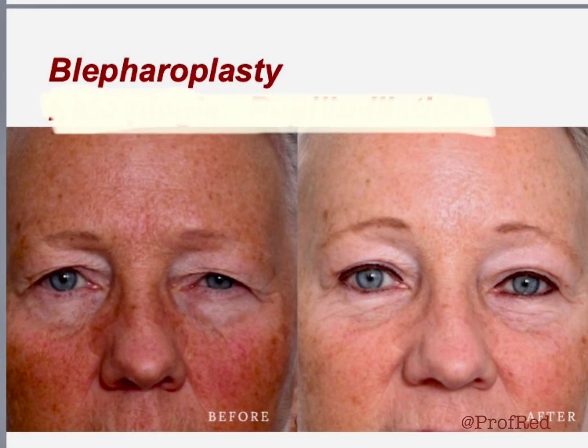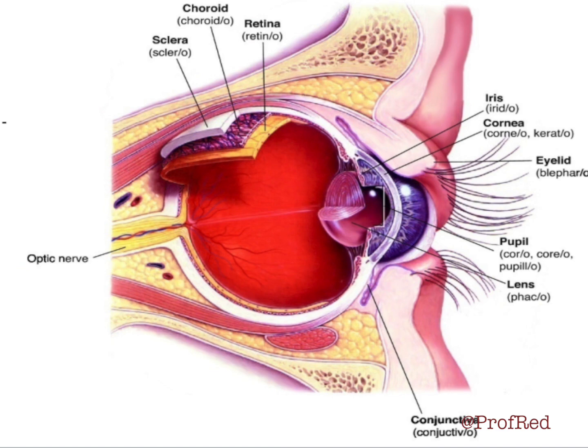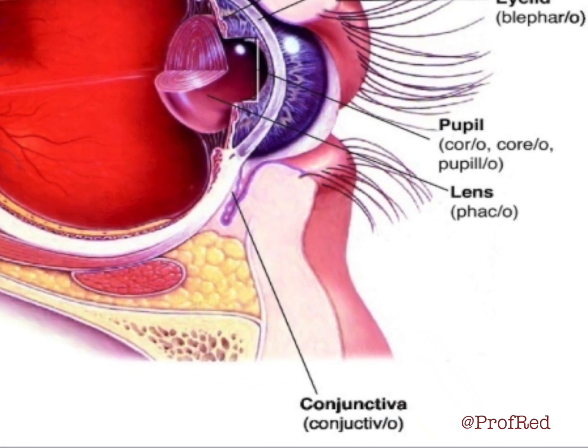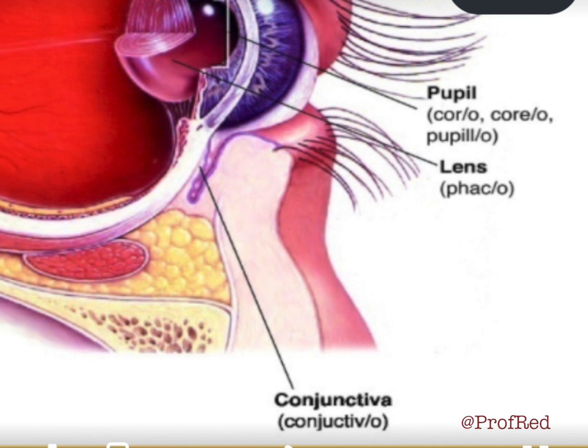So this image shows you an example of a blepharoplasty procedure done. We can repair the eyelids for many reasons. Maybe there is injury, trauma, or maybe the eyelids are deformed, or for cosmetic reasons. Now we're back here and we're looking at more structures and combining forms: pupil, lens, and conjunctiva.